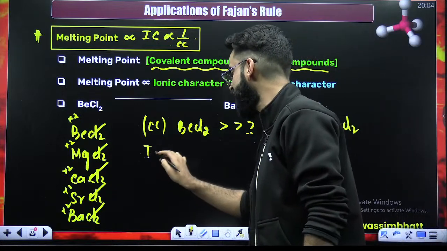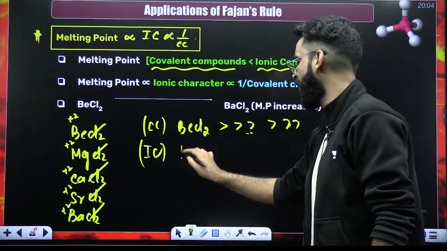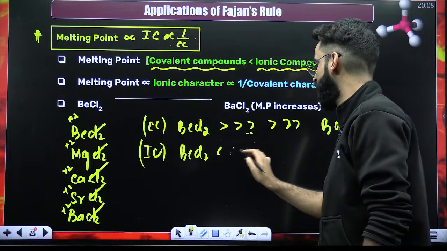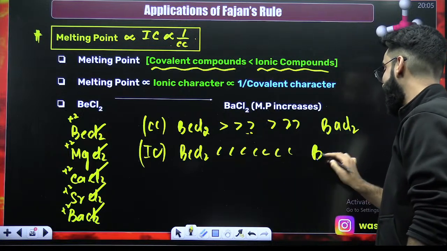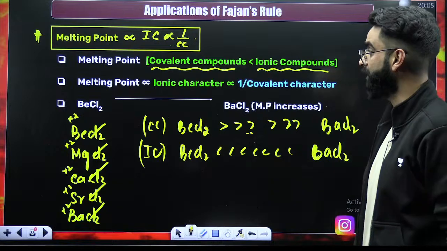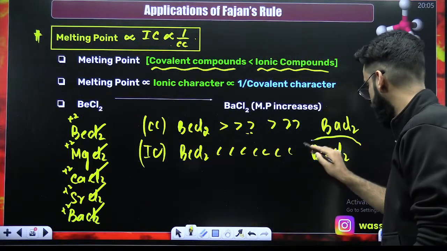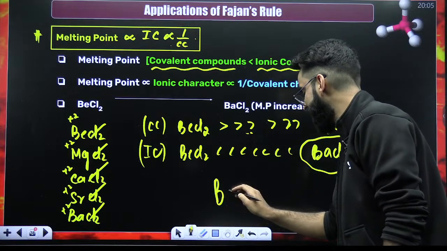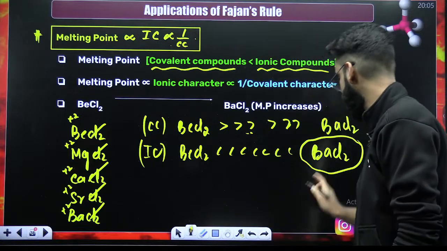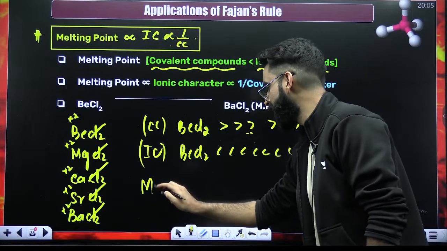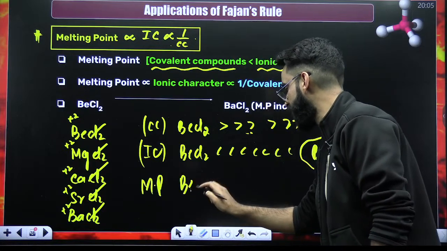So if this is the covalent character order, what will be the ionic character order? Opposite of it. So BeCl2, then all the others, and at the end, BaCl2. This is the ionic character order. And we know more the ionic character, more the melting point. So I would say BaCl2, its melting point will be maximum, right? So what will be the order of the melting point? Melting point will follow the same order.